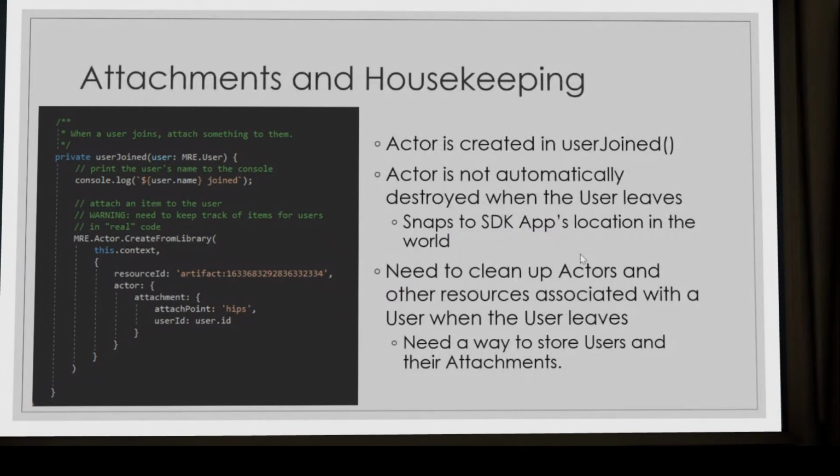Now there's a catch with all this. Attachments, you have to do your own housekeeping. You remember when we had the mules, if somebody left the world, their mule that we created would not automatically go away, even though it was attached to them. It would hang around. So what we need to be able to do is keep track of which attachments are attached to which users and be able to clean that up at the end. And that's basically what this slide is saying. So when the users join, we need some way of tracking all the items that are created and attached to users so we can do the appropriate cleanup when the user leaves the world.